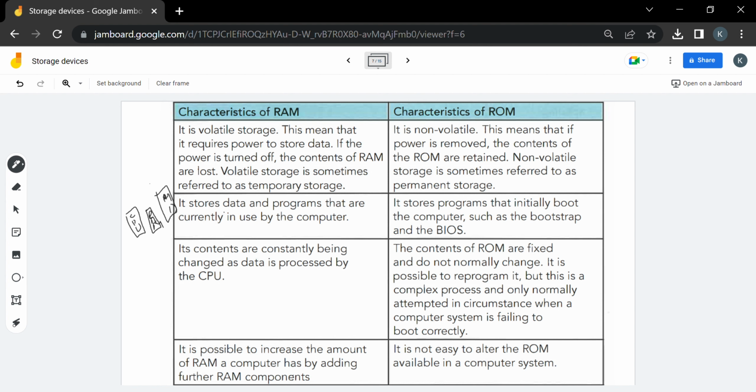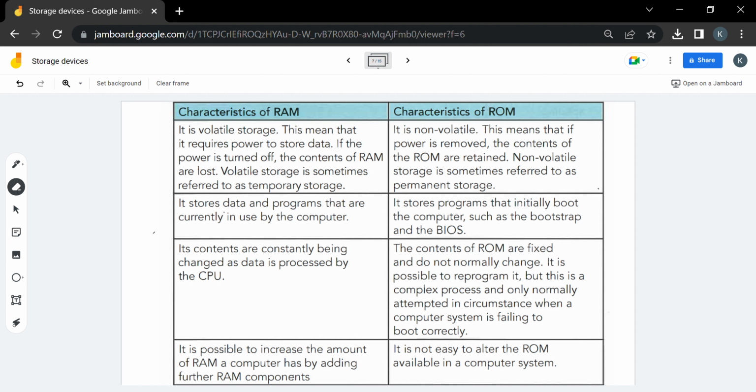Alright, so what is ROM? ROM is basically holding all the permanent instructions or booting instructions. So it's a non-volatile memory. If we compare, RAM is volatile and ROM is non-volatile. RAM is storing the data that is currently being used by the computer, while the ROM is storing the data that is used by the booting instructions or bootstrap program or basic input output system. BIOS stands for basic input output system.